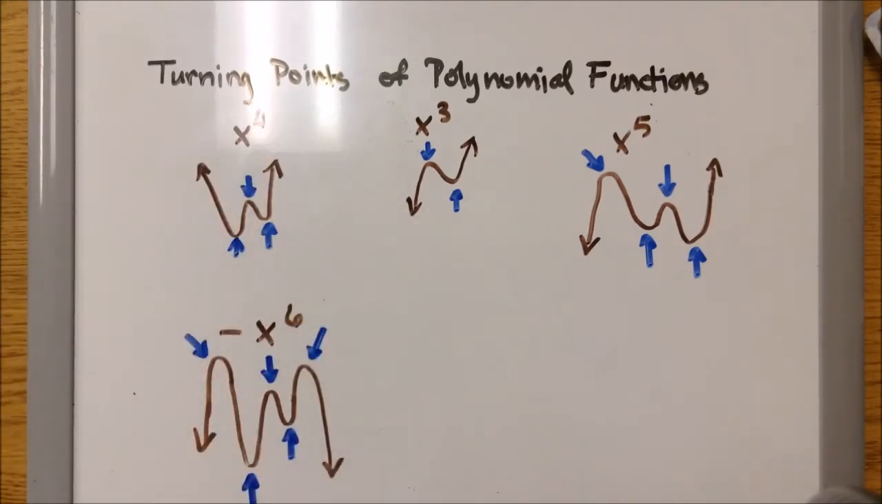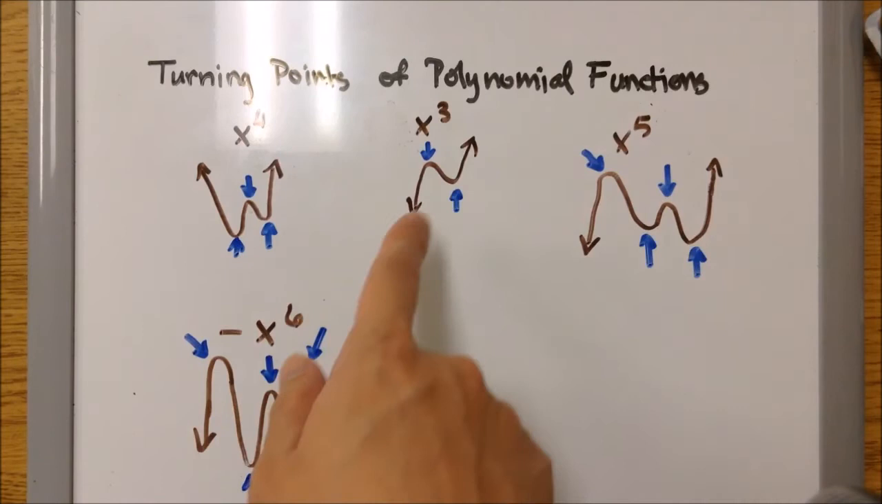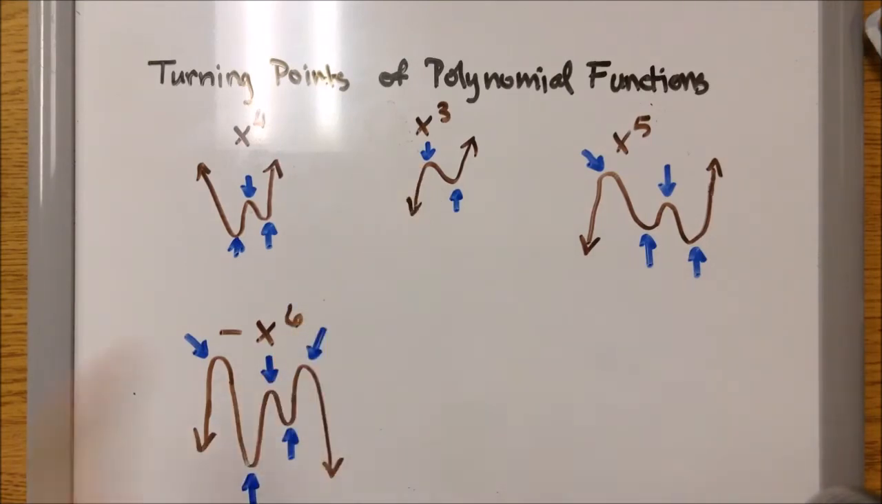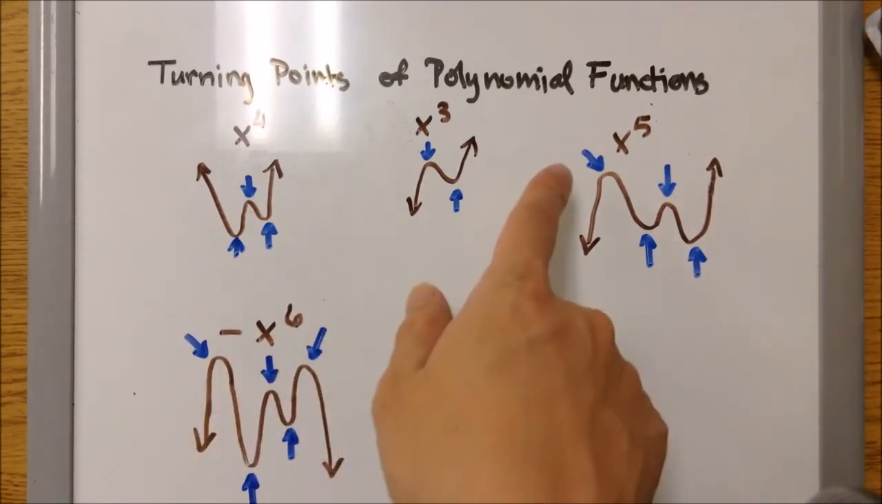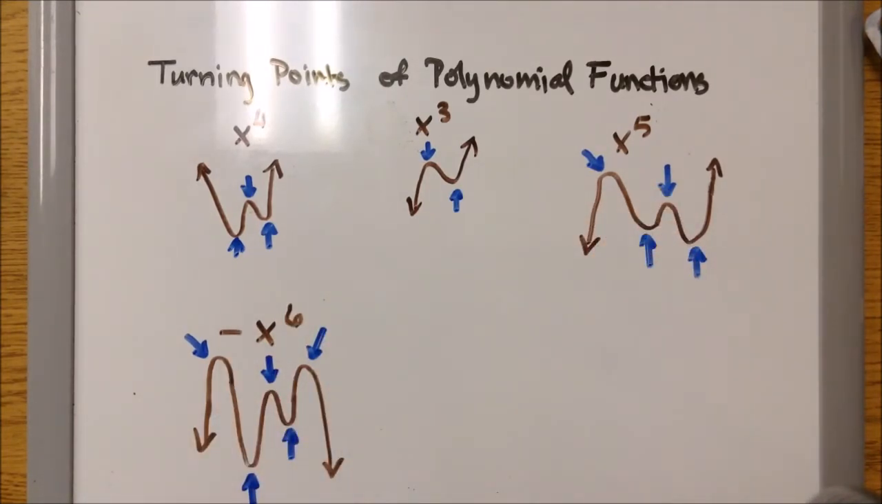If it's x to the fourth power, that means one less, which is 3, so there should be 3 turning points. Let's look at x to the third. Since it's to the third power, one less is 2, so it should be 2 turning points. X to the fifth, one less would be 4, so there should be 4 turning points. And then negative x to the sixth, one less would be 5. So 1, 2, 3, 4, 5 turning points. So the pattern here for turning points would be exponent.